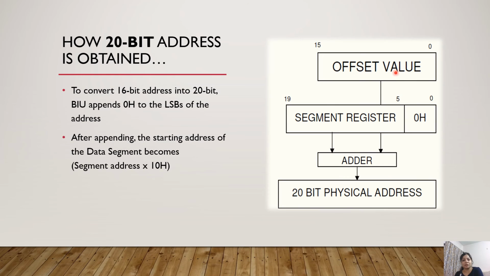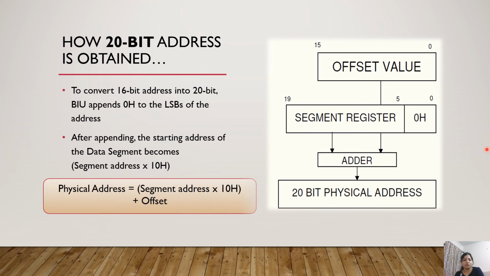Now, after getting the offset value, we'll need to add it with the converted segment address. What is that? For getting the converted segment address, BIU appends 0h to the LSB of the address. That means we have to multiply 10h with a 16-bit segment address to get the 20-bit address. And by adding these two, offset value and converted segment address, we'll get 20-bit physical address. So the formula for obtaining the 20-bit physical address is basically segment address times 10h that I just mentioned plus offset.